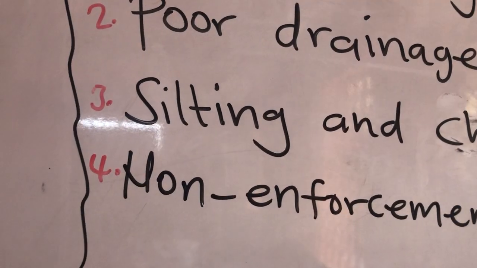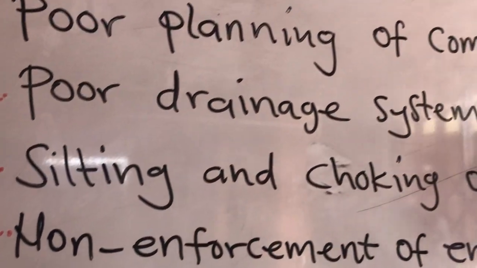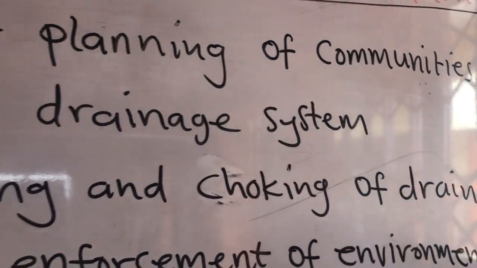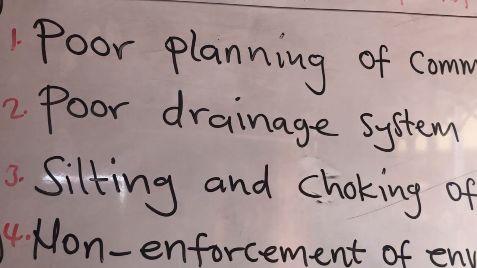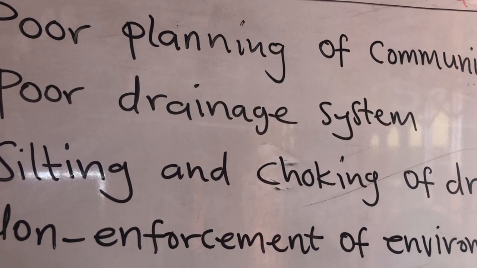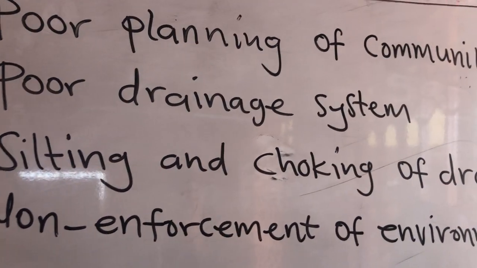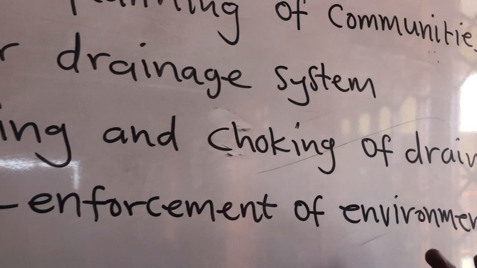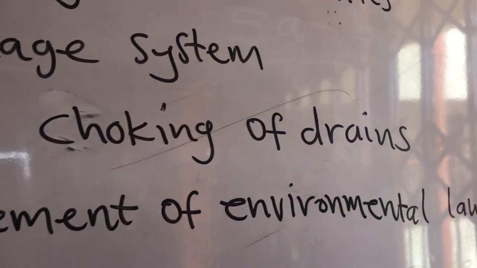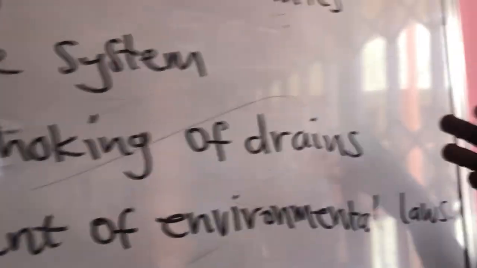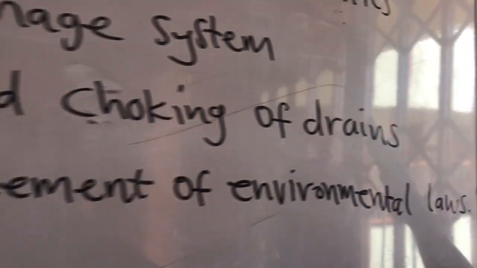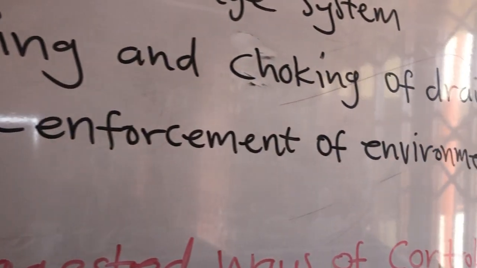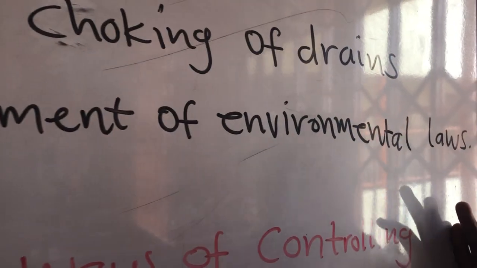So we are saying that the causes of flooding in Ghana, especially in Accra here, are poor planning of our communities. The second one is the poor drainage system. We have smaller gutters, the gutters are not covered, all gutters are choked. And another one is that our authorities are not enforcing our environmental laws. These are some of the reasons we are facing the problem of floods in Accra, especially in our cities. We move on to our last objective for the day.